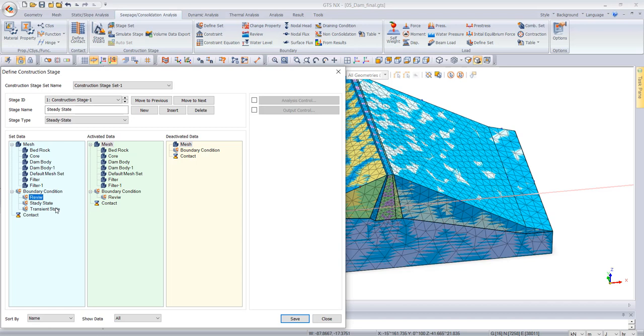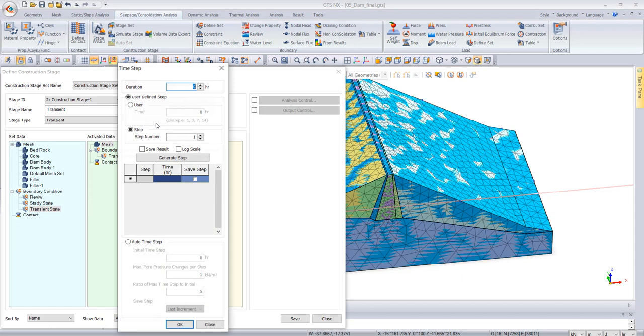new, and I will say transient stage, and I will change this to transient. And I will take the steady state boundary condition out, and I will put the transient and change the time step here to be 72 hours, and I will generate this in 3 steps, and I will save all the results, and I will say okay.